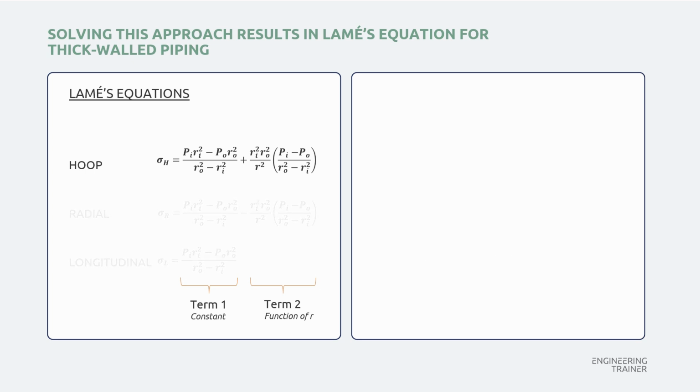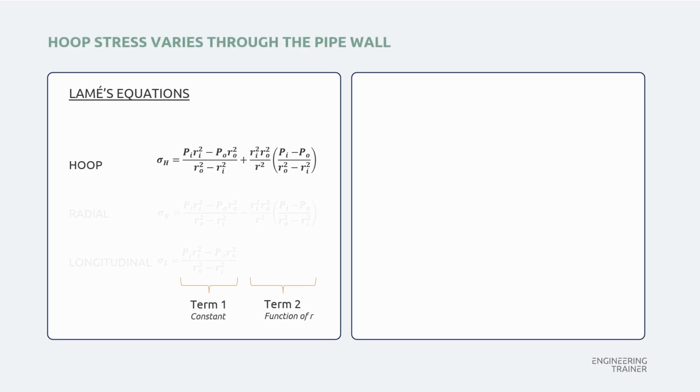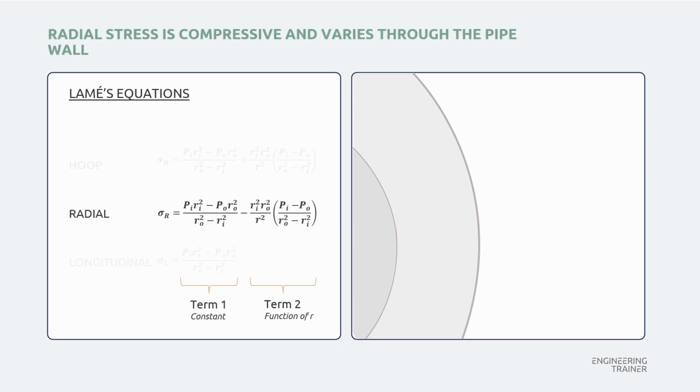As mentioned, the hoop stress varies through the pipe wall. We see that the maximum value is at the inner diameter, since the variable term declines proportionally to 1 over r squared. The radial stress is compressive and also varies through the pipe wall. Because it is compressive, the wall stress is negative. At the inner diameter, the pipe is compressed most, and hence, the absolute stress is the highest at this location. The stress then again declines proportionally to 1 over r squared.